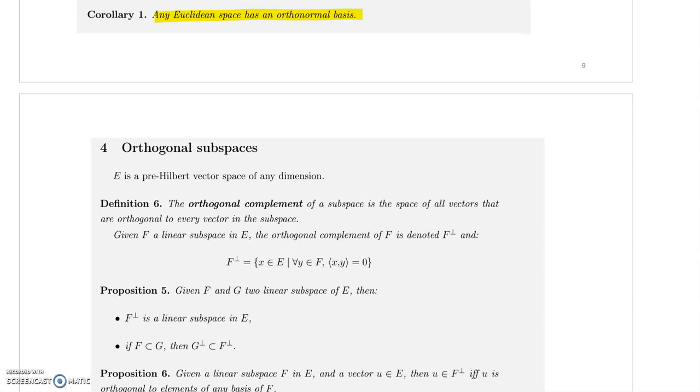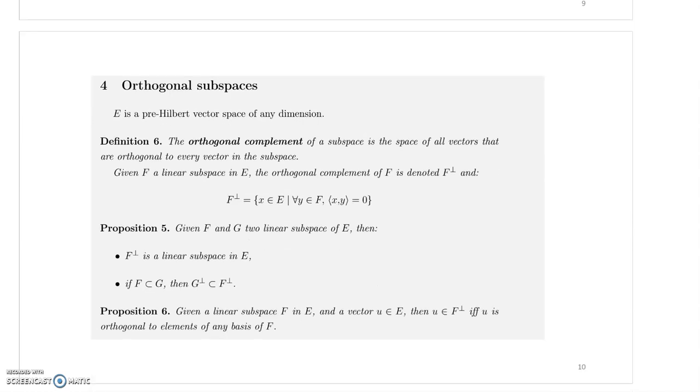concept. Using that, we proved that out of any linearly independent family, we could build a family that was orthonormal. Each element would be orthogonal and also normalized. That was the Gram-Schmidt process. If we have a finite dimensional space, we know we can find a basis. So the conclusion is that any Euclidean space has an orthonormal basis. That was pretty important. Then let's see what we can do.